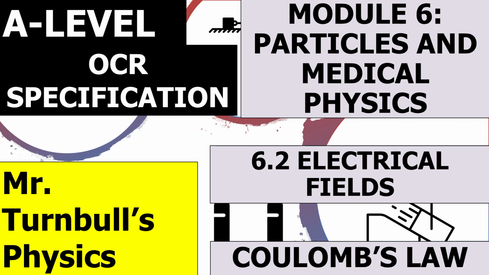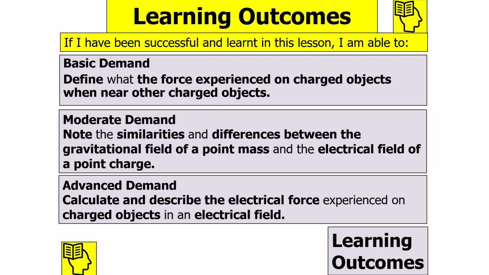If we've been successful in today's lesson, we should be able to define the force experienced by charged objects when near other charged objects, note the similarities and differences between the gravitational field of a point mass and the electrical field of a point charge, and then calculate and describe the electrical force experienced on charged objects in an electrical field.